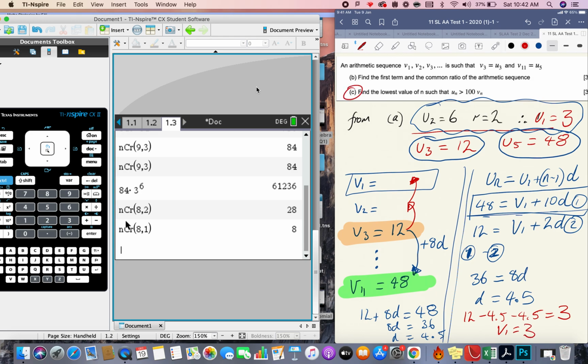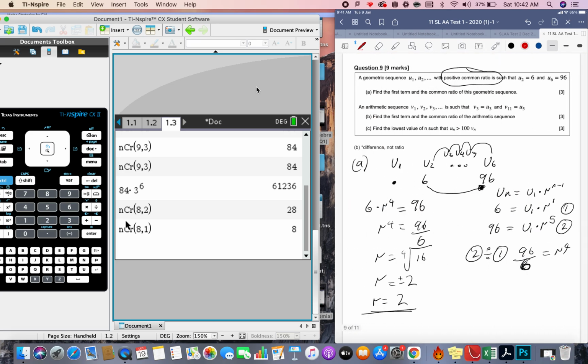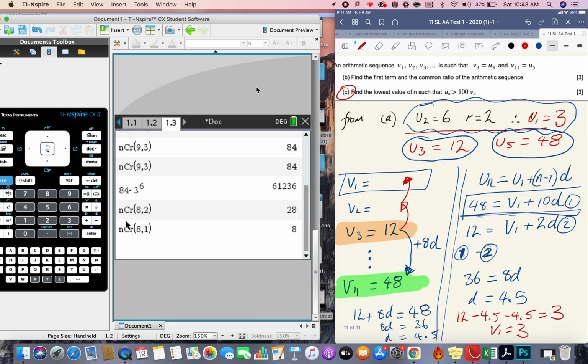Alright, we've got part C to do now. Find the lowest value of n such that u of n is greater than 100 v of n. So I suppose we need to have both the rules written down. So let's just go and find those rules. So from the previous question, r is 2 for the u, and u of 1 was 3. So let's just get that down on the u page.